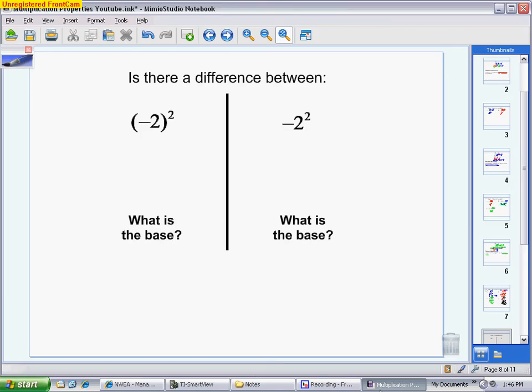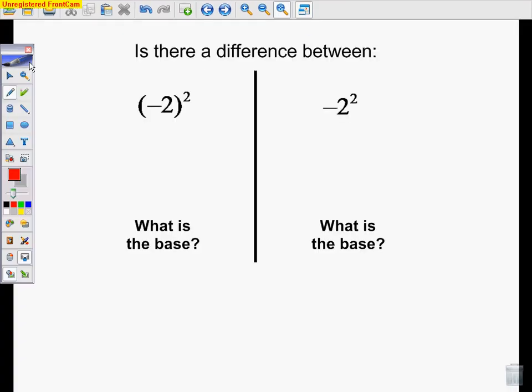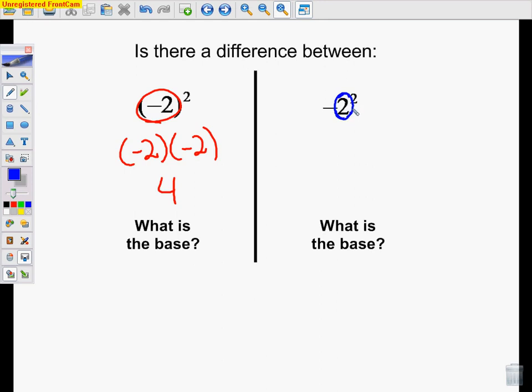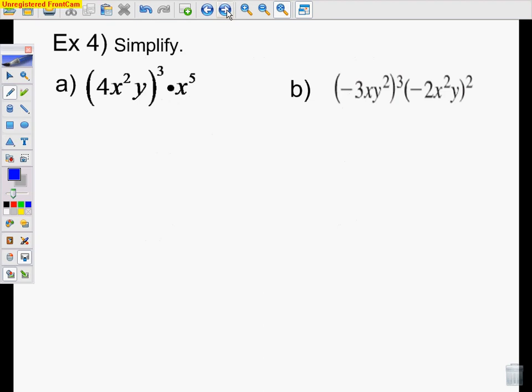Okay? And the reason why that is, is because with negative 2 squared in parentheses, the base is negative 2. So this really means negative 2 times negative 2. And we know a negative times a negative is a positive, so that would be positive 4. Over here, on the right side of the screen, the base is just 2. It's not negative 2, it's just 2. So this is really 2 times 2, drop down the negative, make it negative. 2 times 2 is 4, and that's negative 4.